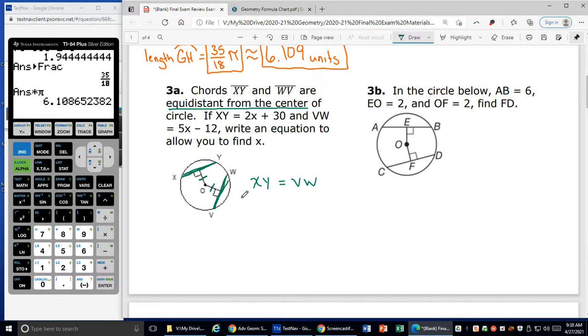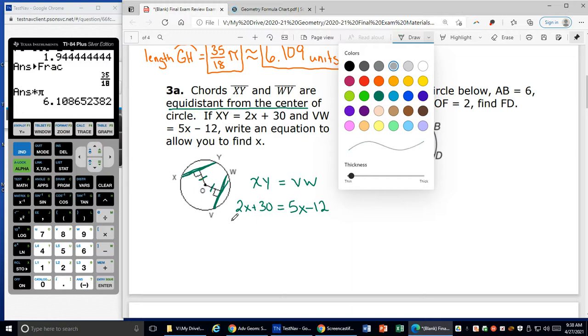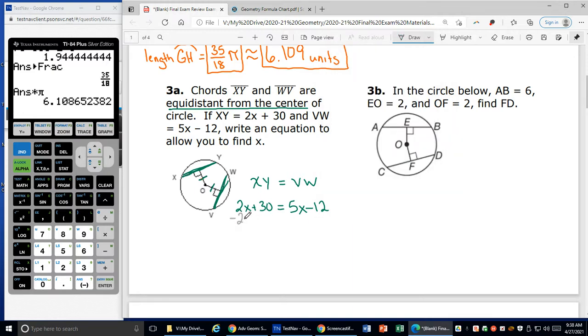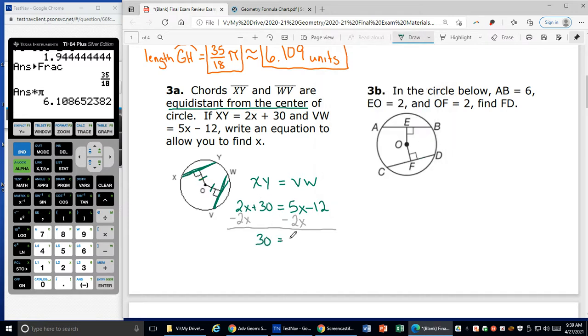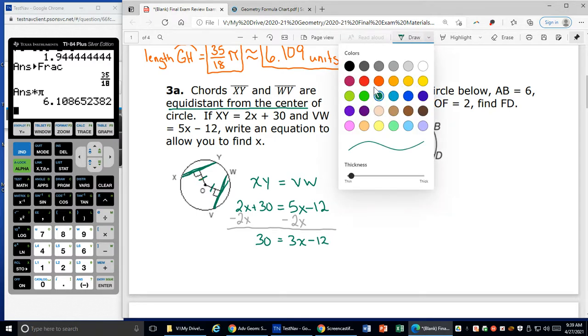XY is 2x plus 30, so just substitute that in. That's going to be equal to VW, which is 5x minus 12. Okay, if I wanted to solve this, I would first want to get my x's together. I like to move the small one because that way I can keep my x's positive. All the positivity we can get right now. 30 equals 3x minus 12. I'm going to add 12 to both sides.